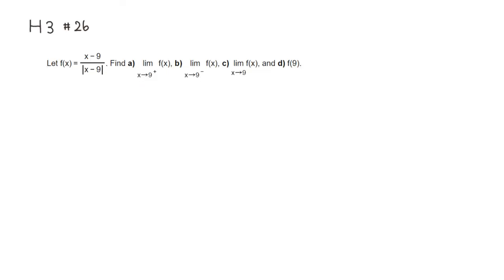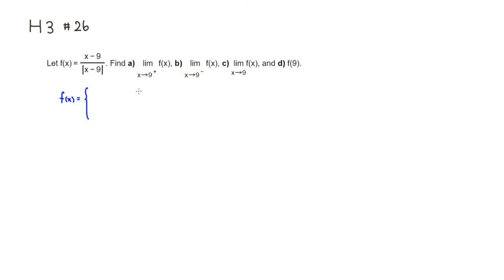Before we get into the limit, we have to understand this function. This function is a piecewise defined function because of the absolute value sign. You can see that the denominator becomes 0 when x equals 9, because 9 minus 9 is 0. So the function is not defined, because we cannot have a 0 denominator. So it's going to be defined either for x greater than 9 or less than 9.